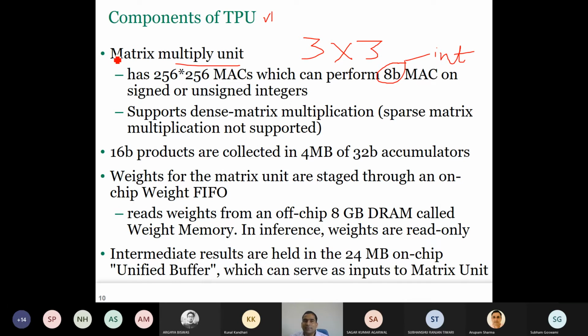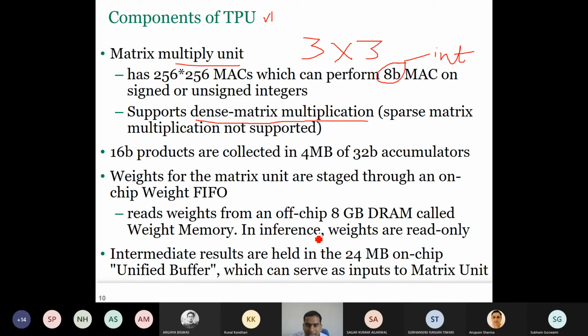Next thing is this matrix multiply unit. It only supports dense matrix multiplication. I will discuss what sparse matrix multiplication is, but I hope you know at least this much: dense matrix multiplication is when you are multiplying two matrices. I think in the last tutorial on Friday, our TA must have discussed what dense matrix multiplication is and what sparse matrix multiplication is. So you know at least a little bit, right? The whole idea is, if you're multiplying weights with activations and most of the values are non-zero, then it is called dense matrix multiplication. Whereas if most of the values are zero, it is called sparse matrix multiplication.